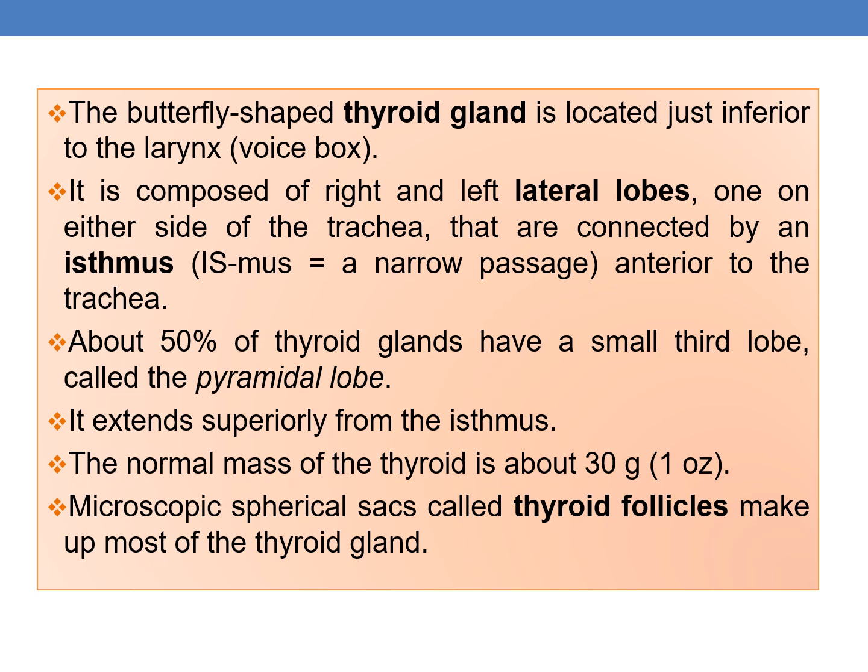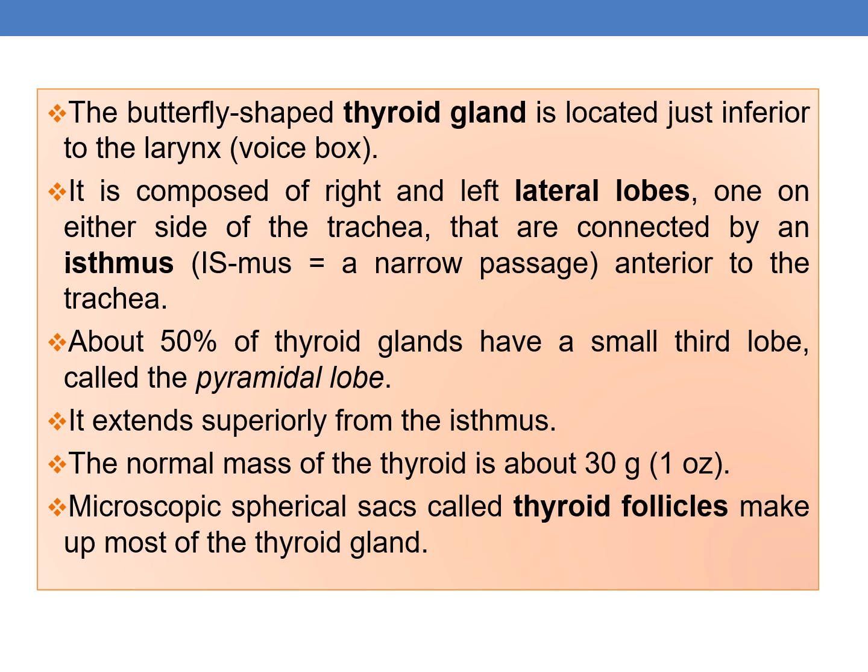It is composed of right and left lateral lobes, one on either side of the trachea, that are connected by an isthmus. Isthmus is nothing but a narrow passage anterior to trachea. About 50% of the thyroid glands have a small third lobe called as pyramidal lobe, and it extends superiorly from the isthmus.